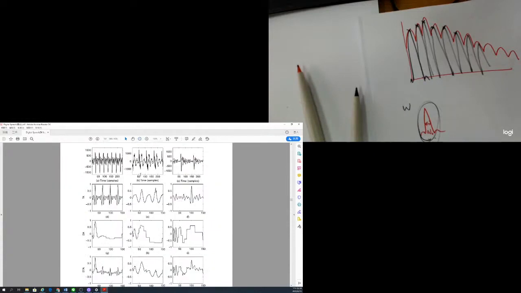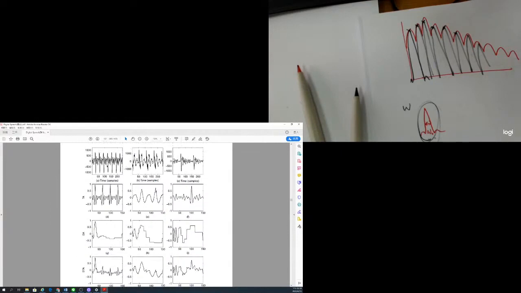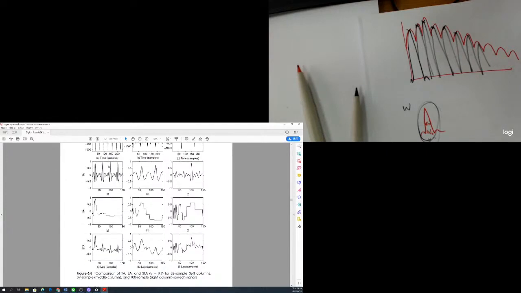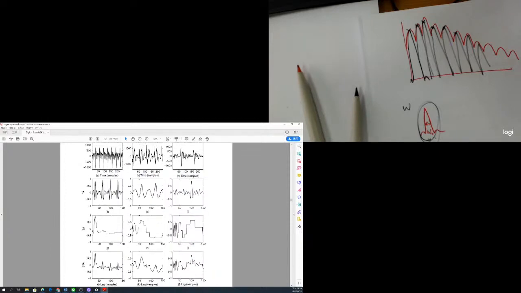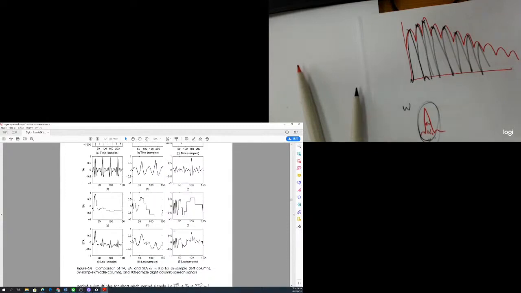So this one, A is your original signal. You can see in the first figure, their pitch is 32, 59 and 100. So with 32, the frequency is higher and the pitch is smaller. This waveform, the pitch is 59, and this one the pitch is 100.